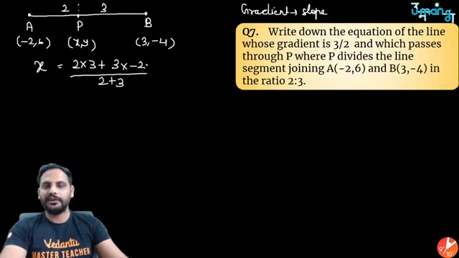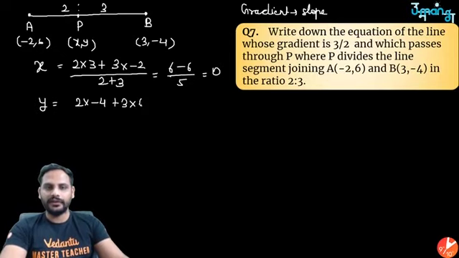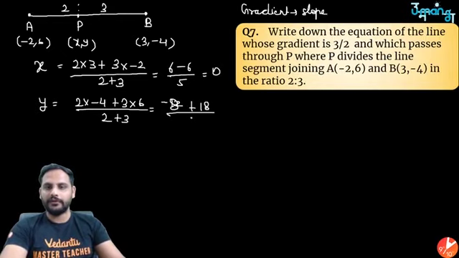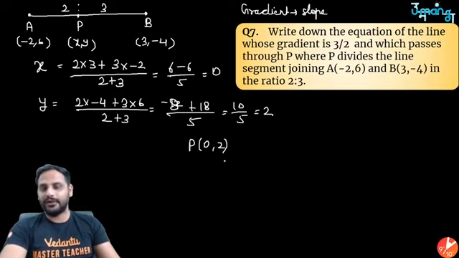2 into 3 is 6, 3 into -2 is -6. So (6 minus 6) by 5, which is equal to 0. 0 by 5 is 0 only. The y coordinate will be (2 into -4 plus 3 into 6) divided by 2 plus 3. 2 into -4 is -8, plus 3 into 6 is 18, so 10, divided by 5, which is equal to 2. So the coordinates of point P are (0, 2).